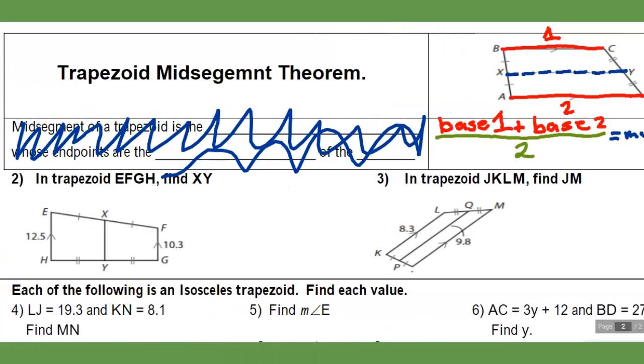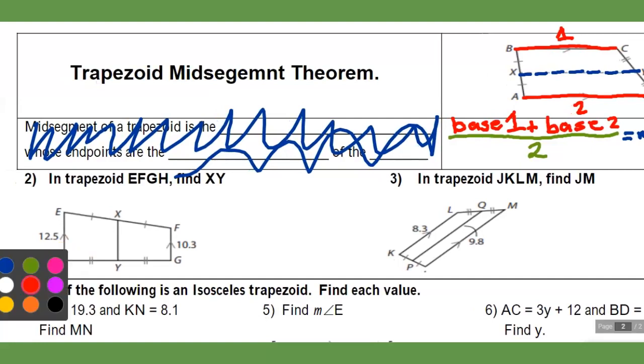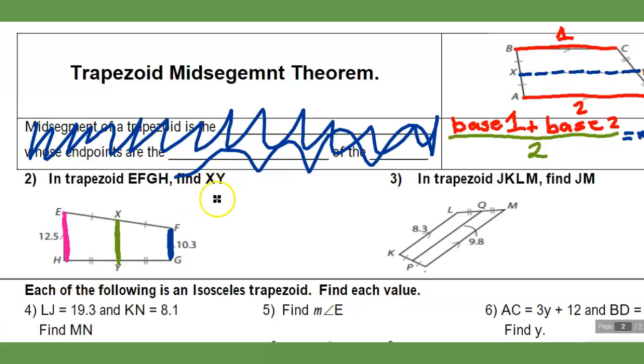Okay? So let's just do a couple here. So in this case, we have when both bases are given. Okay? So the average of this pink and blue should be the length of the green. So if I have, let's see here, 12.5 plus 10.3, and then divide it by 2, right? That will be xy.